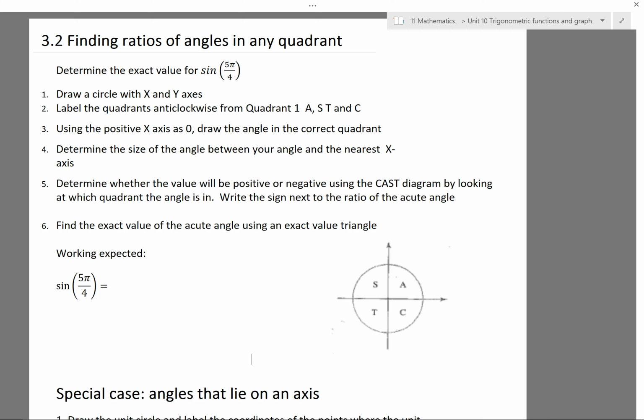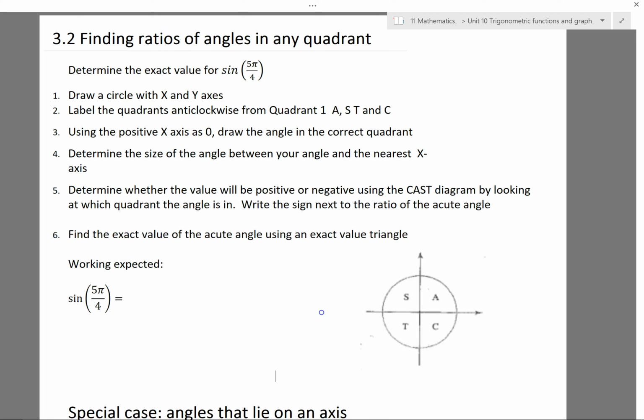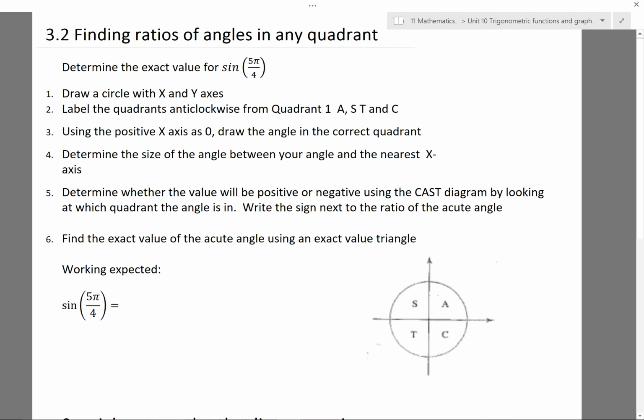If you understand the process, you can just do it your own way. These steps tend to help out some people. So I'll draw a circle with the x and y axes. So this thing, I've done step 1. Label the quadrants anti-clockwise with quadrant 1 ASTC. Yep, done that as well.